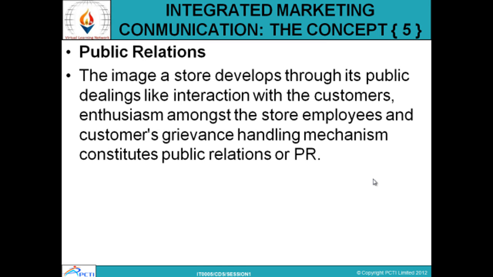Public relations. The image. It's basically the image which a store develops through its public dealings with interaction with the customers, enthusiasm amongst the store employees and customers, grievance handling mechanism constitutes public relations or PR. So the positive image which is projected of the store or the mall to the public is also developed with the interaction with the customers, enthusiasm amongst the store employees and customers, and grievance handling mechanism. That also comes under PR.